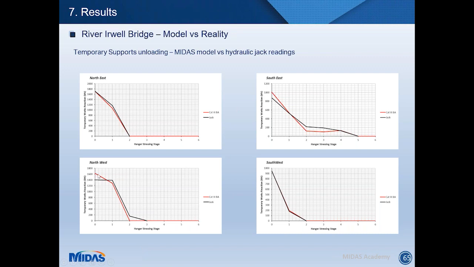You can see that the red line is the MIDAS model, the black line is the jack on site. What the model predicted was slightly higher forces in this temporary tower to start with, but you can see that even if that was not achieved, the gradient of the curves is fairly similar here, and the stages at which the unloading happened for the southeast was still very well captured by the model. And this can be due to the way the operation happened on site, or temperature on site, for example.